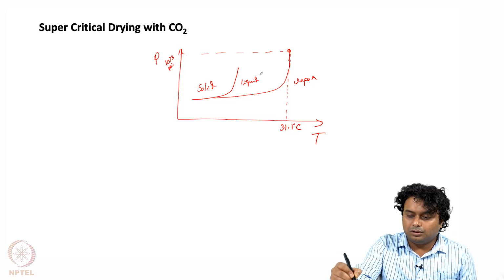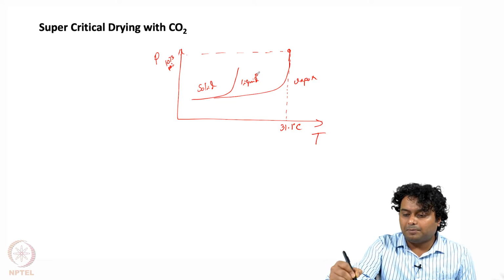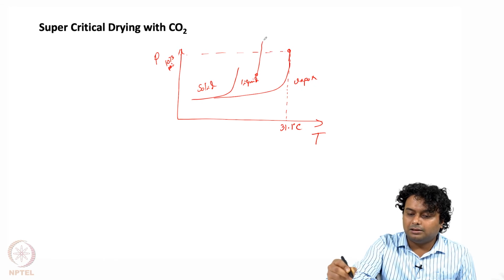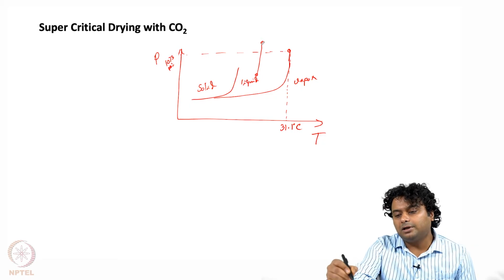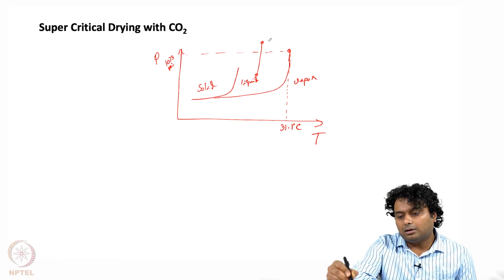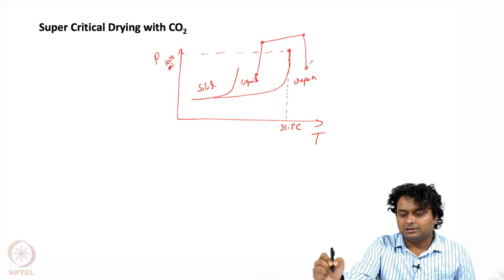So what we do is first we take the CO2 in normal temperature and pressure and then apply high pressure to make it liquid at high pressure, and then we apply high temperature also to go over the critical point, and then again it comes back to vapor phase.